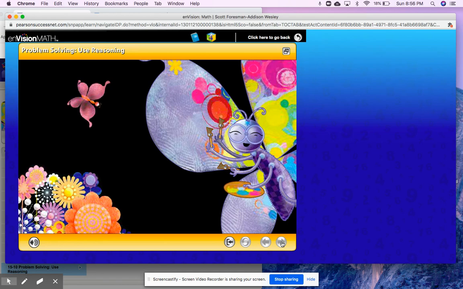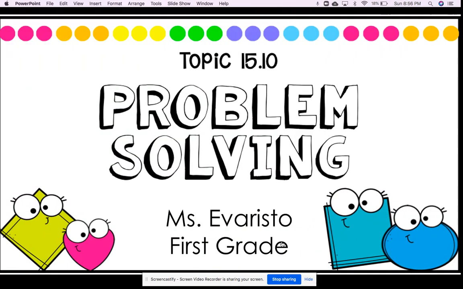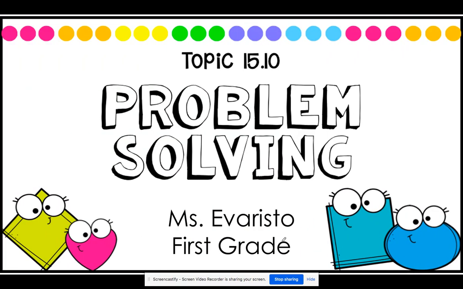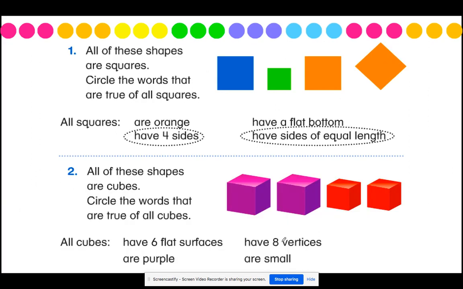All right, so we want to look out for those clues that are only true about the certain shape that they're talking about. So we're going to go into some practice problems together to solve problems about shapes. Number 1, it says all of these shapes are squares. Circle the word that are true of all squares.